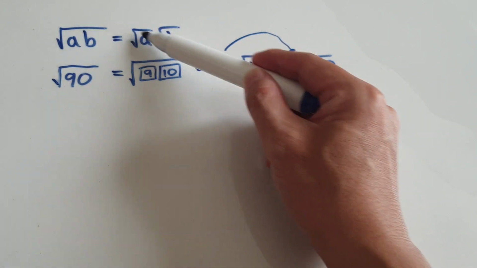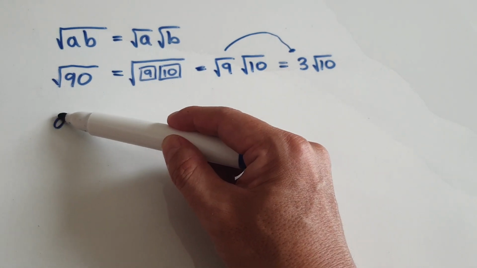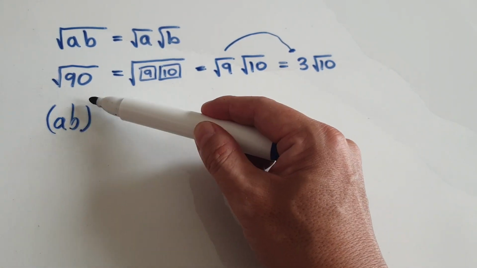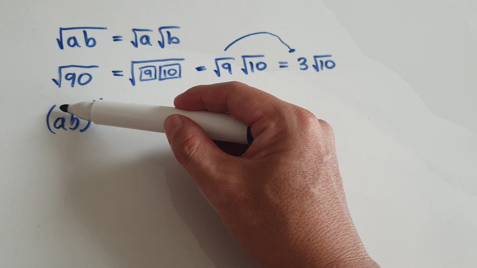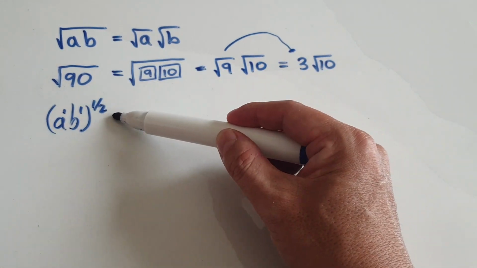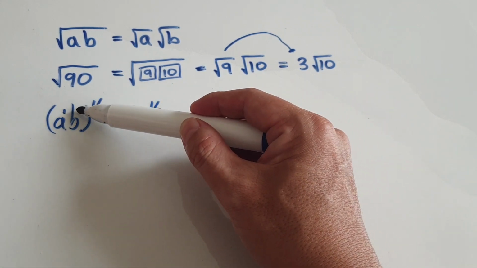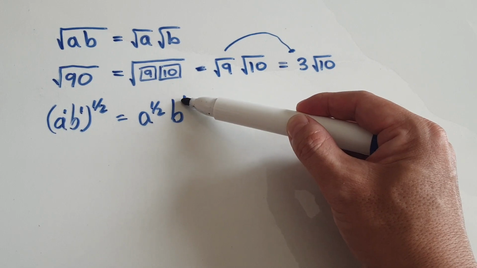So let's try and understand why this formula works. So square root of a times b is the same as ab to the power of a half. Now imagine there's a 1 here and there's a 1 here. So that's really a half times 1. So that's really a to the power of a half. And then a half times 1 here, that's b to the power of a half.